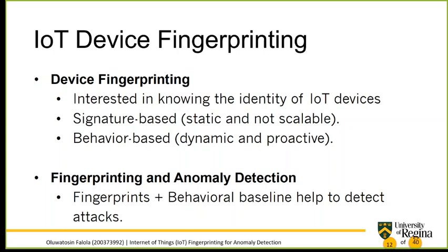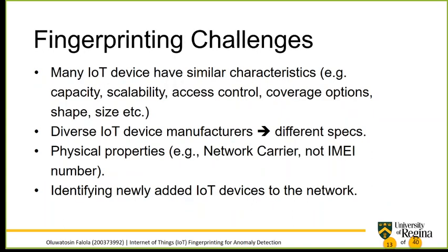Signature based can help a little, but because the information is static, it is not changing, so it is not scalable. But behavior is dynamic and very proactive. You are able to know in real time what is happening to any device. So with this, we're able to fingerprint devices, and at the same time, the behavioral baseline helps us determine when those devices are being attacked.